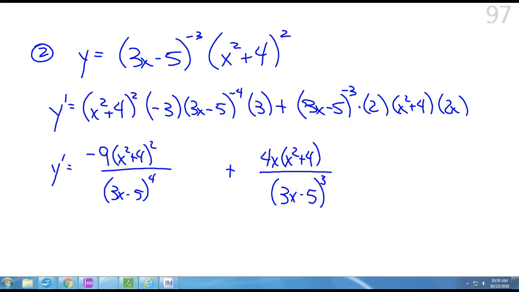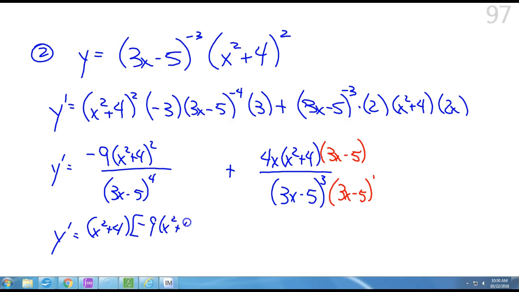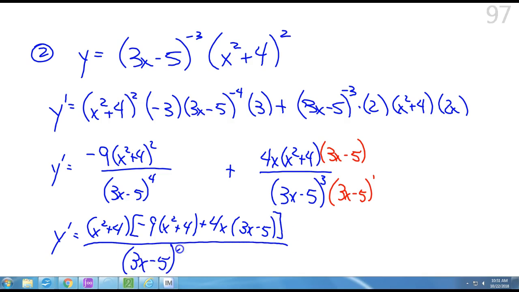But I do need to fix the bottom first. So if I got 4 of these here and 3 of these there, I need another one of these over here. And then I need another one of those on top. To me, it'd be easier to take one of the x squared plus 4s and put it in front, leaving me with negative 9 times x squared plus 4 plus 4x times 3x minus 5 on top. All over that stuff on the bottom. You see what I did there? So this is my new top, basically.